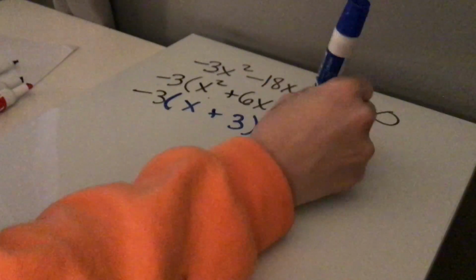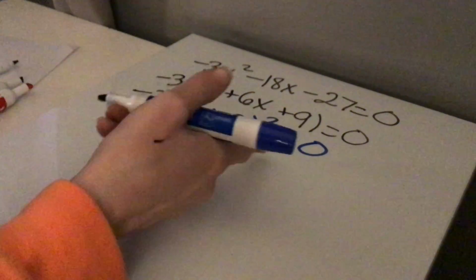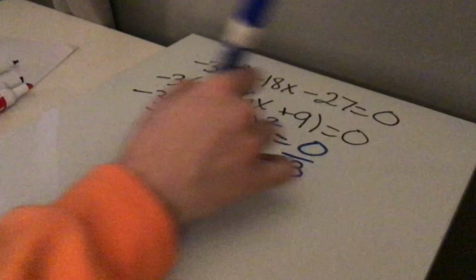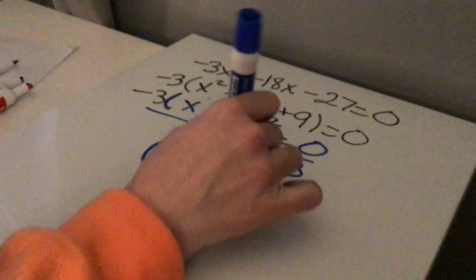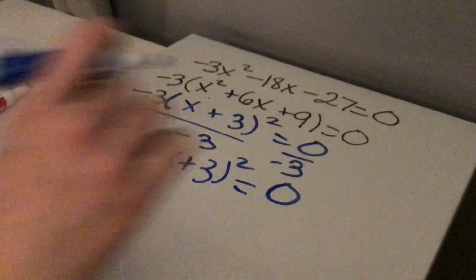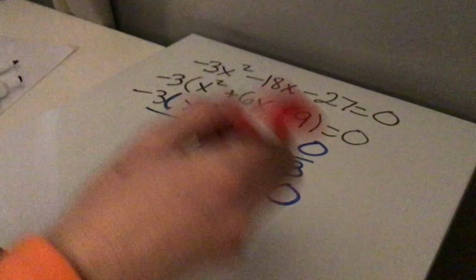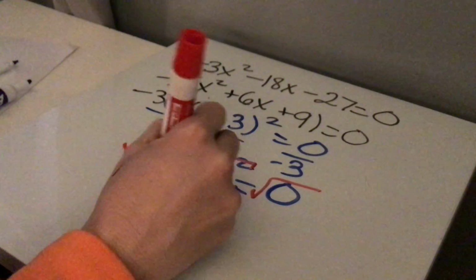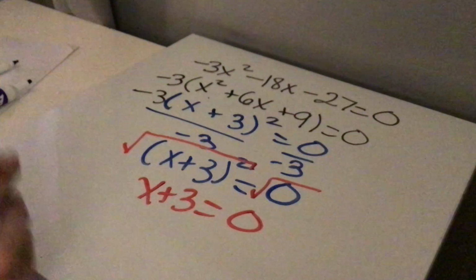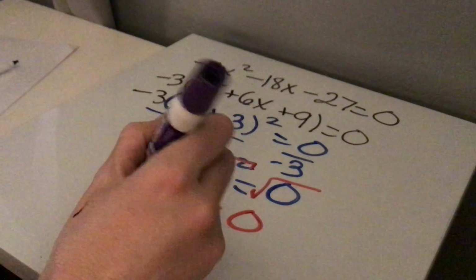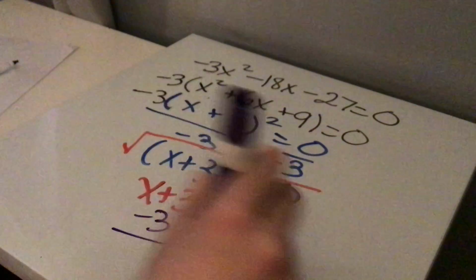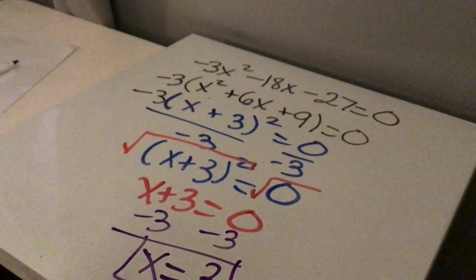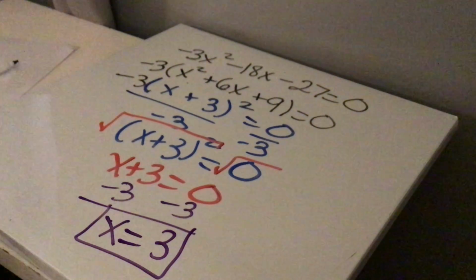So I factored. Now I solve for x, so I'm going to divide everything by negative 3, and I get x plus 3 quantity squared equals 0. Then you would take the square root, and I get x plus 3 equals 0. And then you're going to subtract 3. And we get x equals negative 3 as our solution.